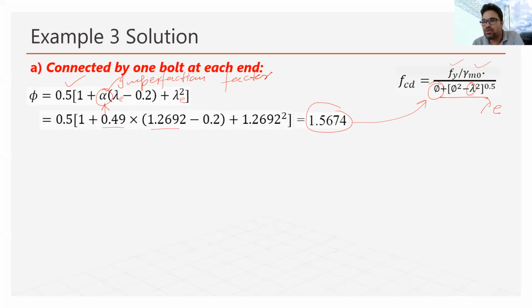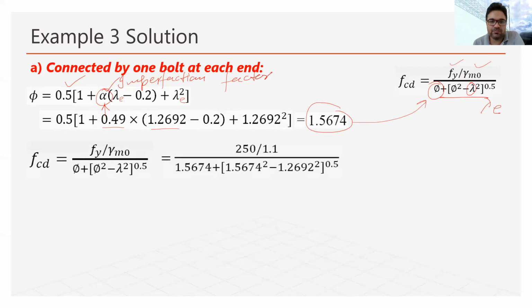Fy, gamma m naught will be 1.1. Fy is the yield strength, which is 250. So putting all the values here, we will find out the FCD value. So the FCD value will be 91.38.